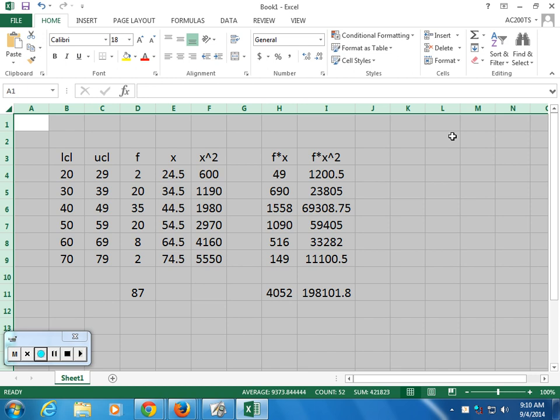The summation of F times X over the summation of F, or N. That is the mean or the average. And the standard deviation is the monster that looks so terrible. It's the square root of N times the summation of F times X squared, minus the summation of F times X quantity squared, over N times N minus 1.